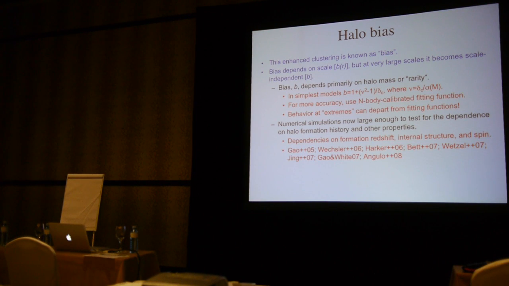Something interesting happened in the last few years, though, which is that numerical simulations are now large enough that we have large enough statistical samples to start dicing these halos into different bins. And people started to look at the dependence on things like the bias, on things like halo formation history, or halo spin, or halo substructure, or concentration, or so on. And you found dependencies on formation redshift, internal structure, and spin. So the bias is not determined purely by the rarity or by the mass, but on other properties. And this was first realized in 2005 in this paper by Gao, although, like all good things, when you start looking back through the earlier literature, there were plenty of hints of it earlier on.